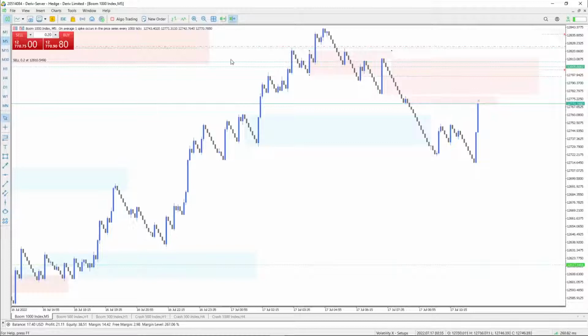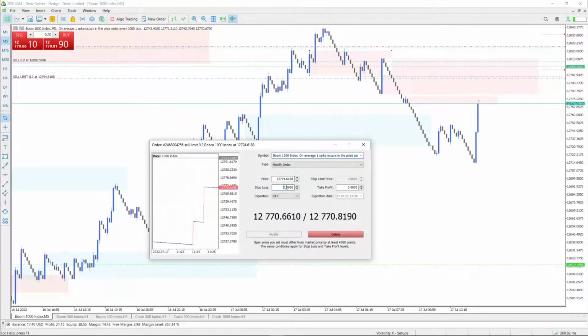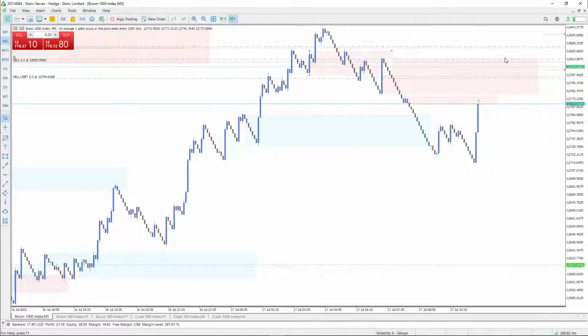So what I'm going to do is to set a sell limit, and then put a stop loss just above this supply area. Stop loss just about $4. Alright, so there you have it.